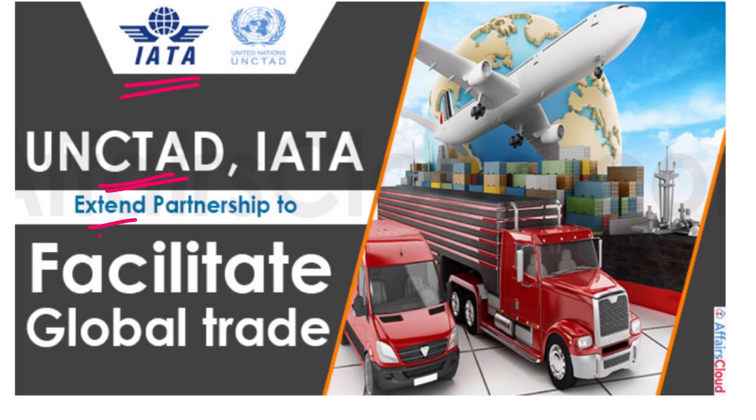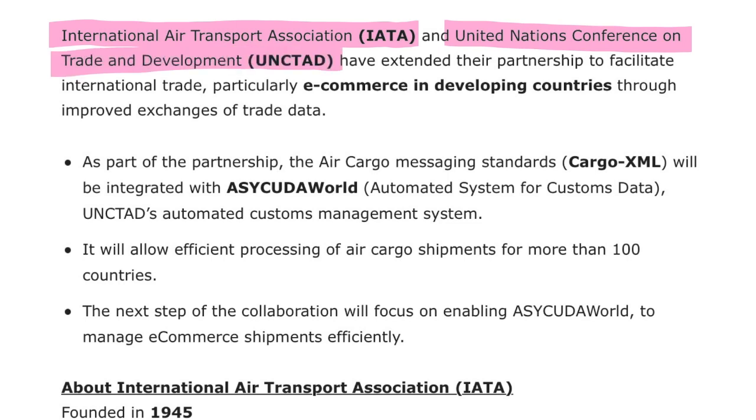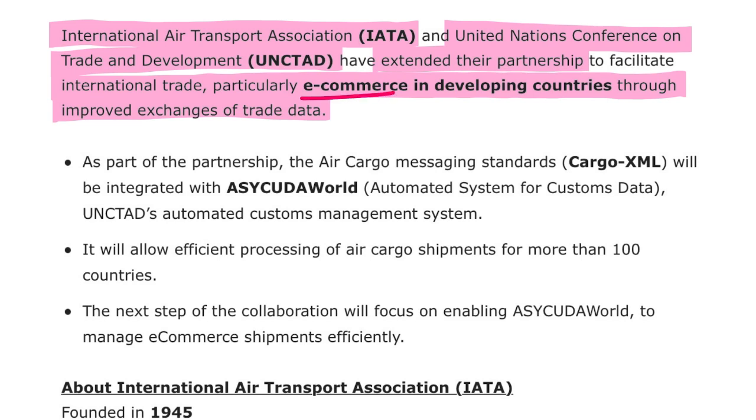They have together extended their partnership to facilitate global trade. What is IATA and what is UNCTAD? IATA is your International Air Transport Association and UNCTAD is your United Nations Conference on Trade and Development. They together extended their partnership to facilitate international trade, particularly e-commerce in developing countries through improved exchanges of trade data. What is e-commerce? E-commerce is basically shopping online using websites such as Amazon, Flipkart, Myntra and much more.